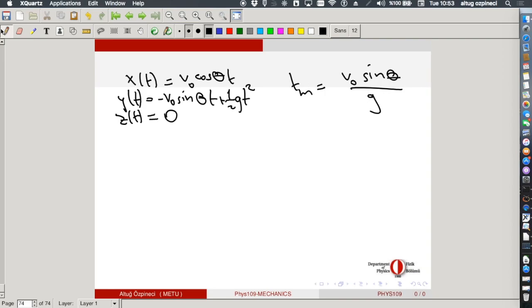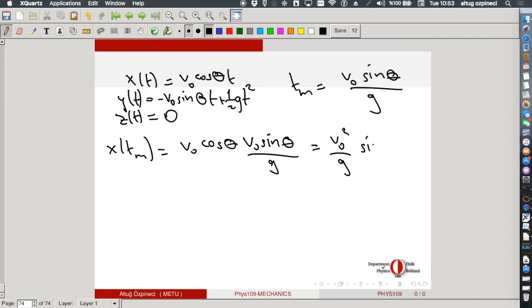So what are the x, y, and z components of the velocity? X at Tm is v0 cosine theta times v0 sine theta over g. This is equal to v0 squared over g sine theta cosine theta. Are the units correct? You should always check the units.